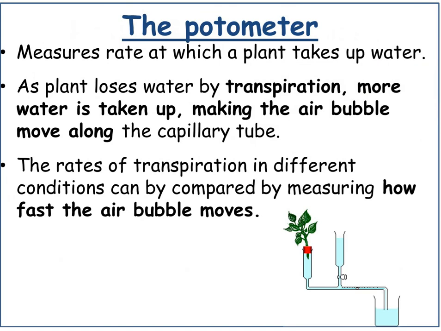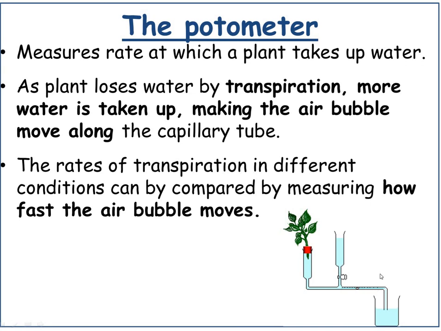The potometer. A potometer measures the rate at which a plant takes up water. As plants lose water by transpiration, more water is taken up, making the air bubble move along the capillary tube. The rates of transpiration in different conditions can be compared by measuring how fast the air bubble moves. So what you have is a cut shoot of a plant with leaves on. You would do all this underwater to prevent air entering the equipment. You'd also have a bit of Vaseline here to keep it watertight. This is full of water. You've got a water reservoir which you can use to reset the bubble back to zero.